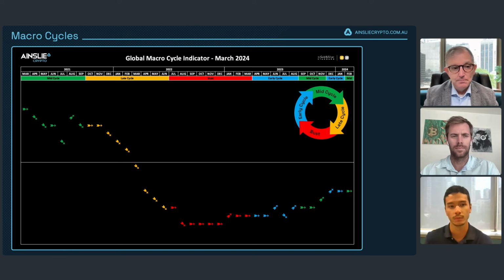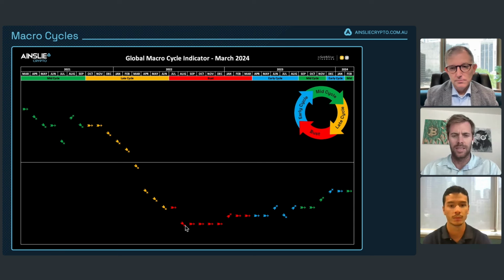Yep. So we've got the four different colors there: mid-cycle, late, bust, and early cycle. If you're thinking back to how these correlate to the markets during 2021, when we had a lot of liquidity in the cycle, and moving into late cycle, asset prices were going fairly well. As inflation took hold and the Fed decided to raise rates and liquidity was drawn from the system, we went through the late cycle and bust phase.